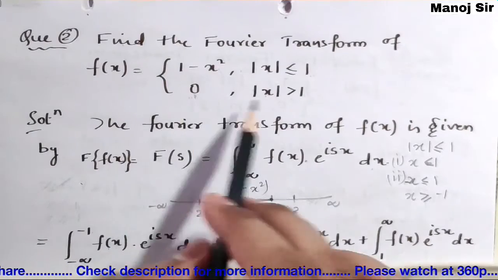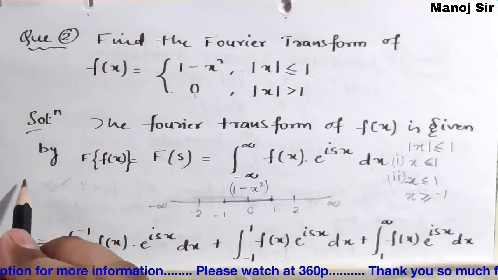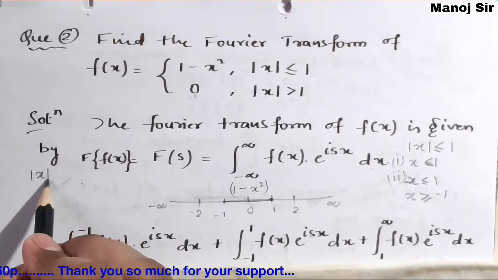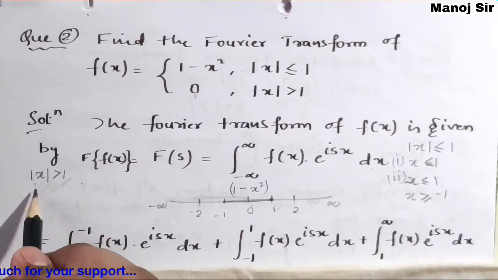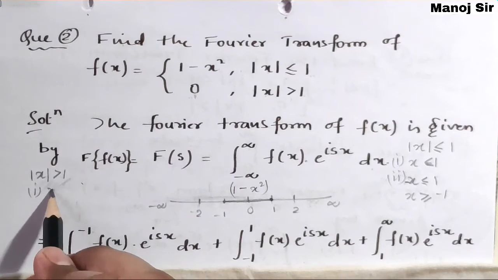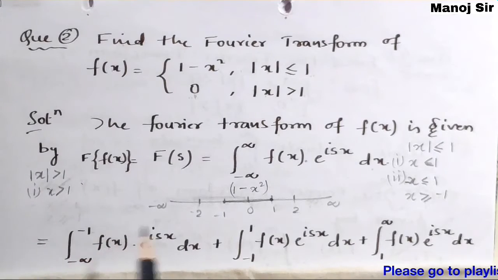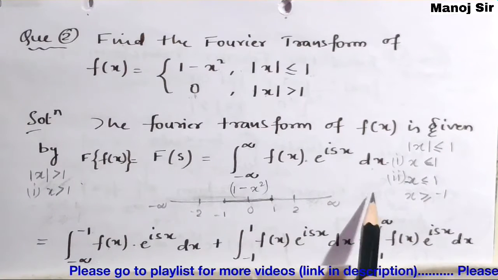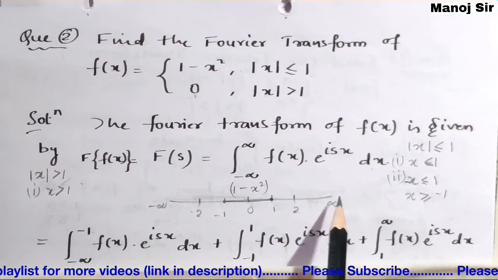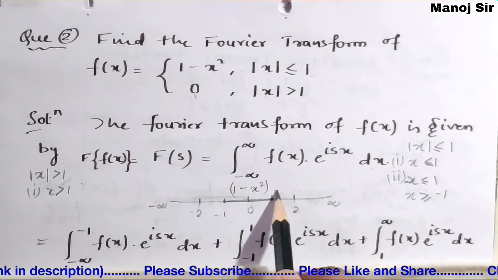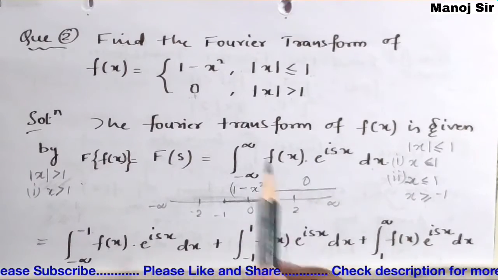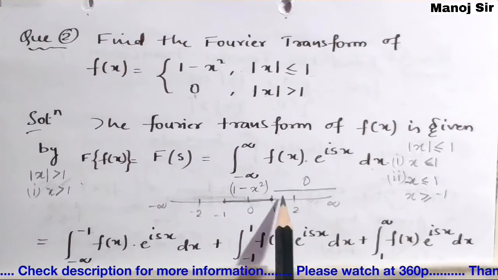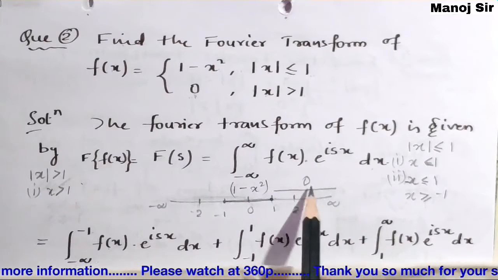Now we'll come to the second part, that is mod of x is greater than 1. It means we have two cases again. First case is x is positive, that is x is greater than 1. It means from 1 to plus infinity. But here the value is how much? 0. Here you can see f(x) is 0. So for the first part, the function f(x) is 0.